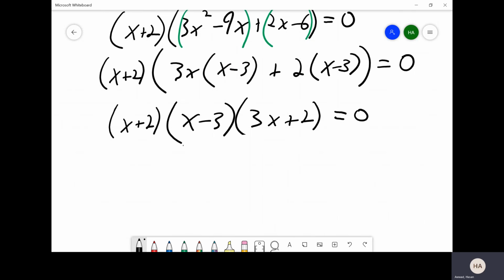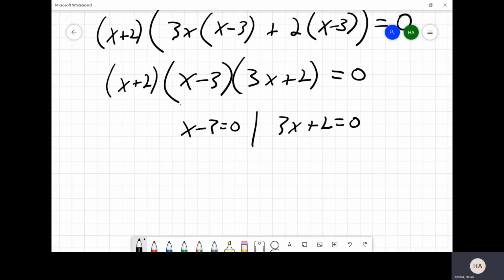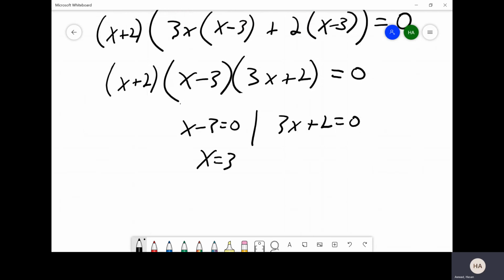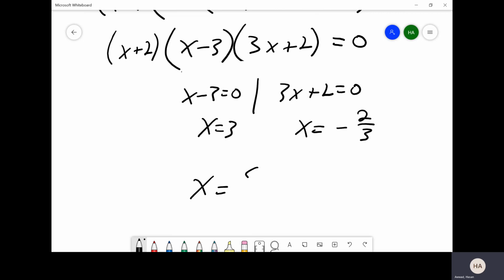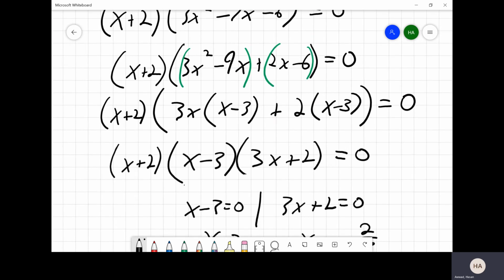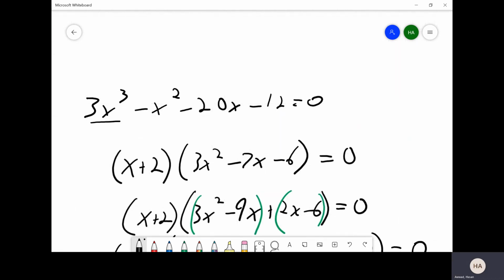So doing the other ones, that means we're going to have x minus 3 is equal to 0, and 3x plus 2 is equal to 0. And when we solve this, we have x is equal to 3 and x is equal to negative 2/3. So all of the solutions, which is the original goal here, are negative 2, which we were given, negative 2/3, and 3. And we're done.